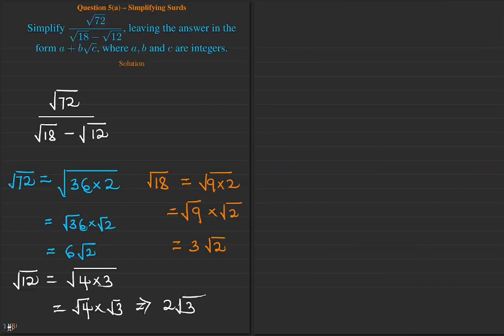So now that we have this, we are going to rewrite this whole thing in terms of the simplified sets we have here. So that instead of root 72, we are going to write 6 root 2, then all over, instead of root 18, we are going to write 3 root 2. Then minus, instead of root 12, we are going to substitute that with 2 root 3. So the first stage is done. We have simplified the numerator and also simplified the denominator.